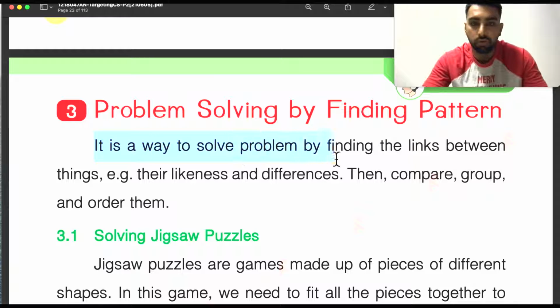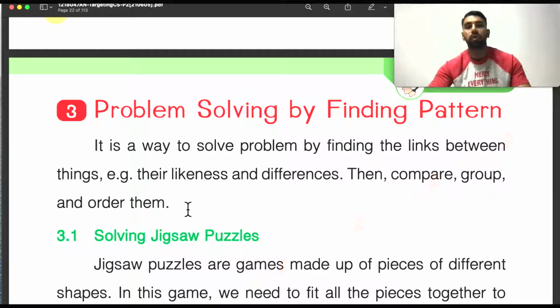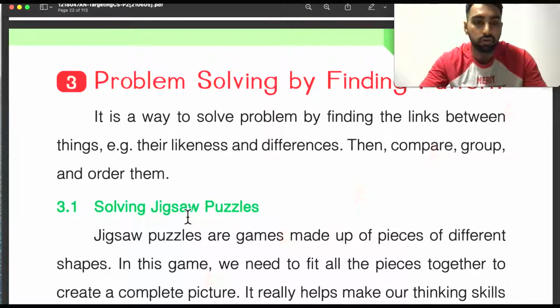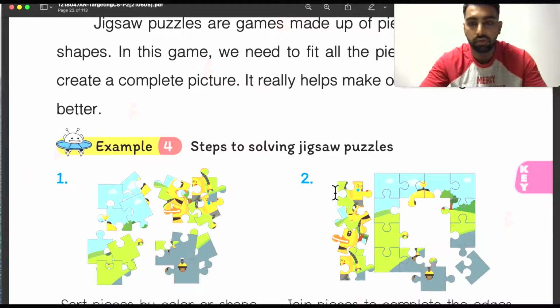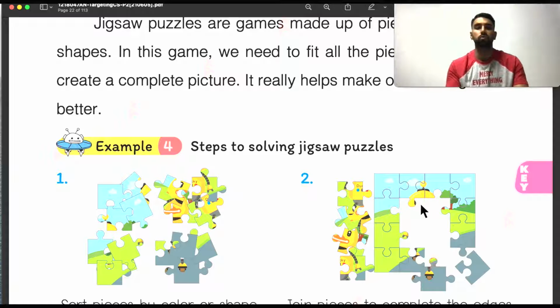It is a way to solve problems by finding the links between things, likenesses and differences, then comparing groups in order. So we have to see what is the same and what is different, and what is the thing making them go together. The first example is solving jigsaw puzzles. What is a jigsaw puzzle? You know, this is the one. How do we solve this problem? First you look at the whole picture, how the picture looks, and after that you join them together, you link them up together.